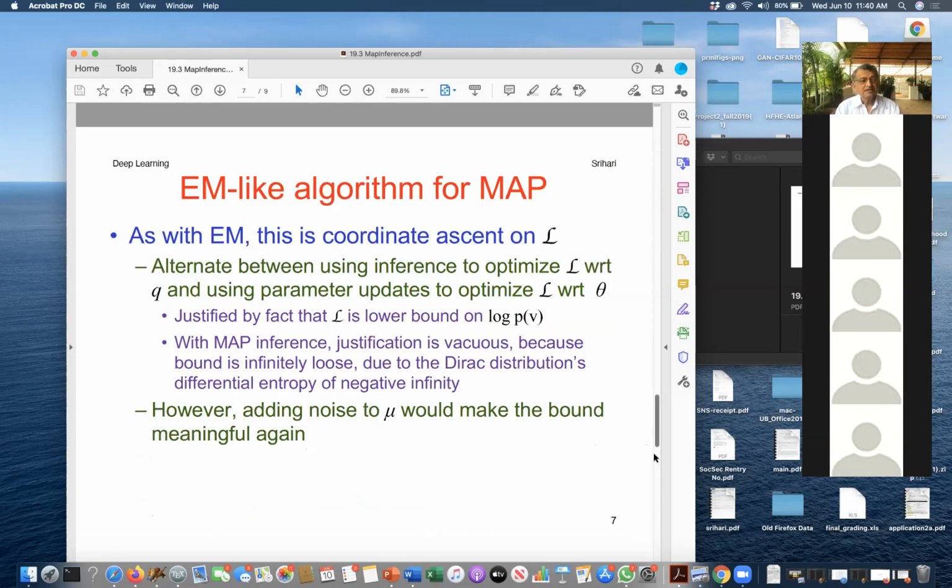When we studied EM just earlier on, we said EM is not very practical. But then we look at this very peculiar case of a Q distribution that is a Dirac delta. EM seems to be useful here. So that's why it was useful to have looked at EM first.